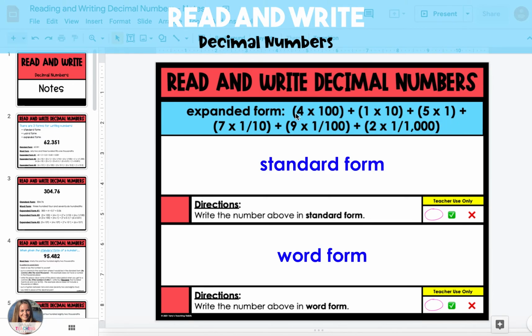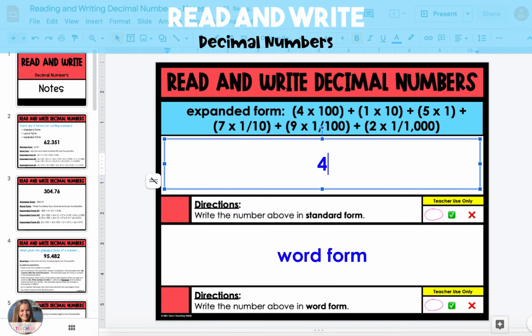The first expression is 4 times 100, which means there are 4 hundreds. We're going to type a 4 and make sure that it's in the hundreds place of our number. Next, we have 1 times 10, so there is one group of 10, or a 1 in the tens place. So we have 4, then a 1, plus we have 5 times 1, which is 5 ones, or 5. So our whole number is going to be 415.